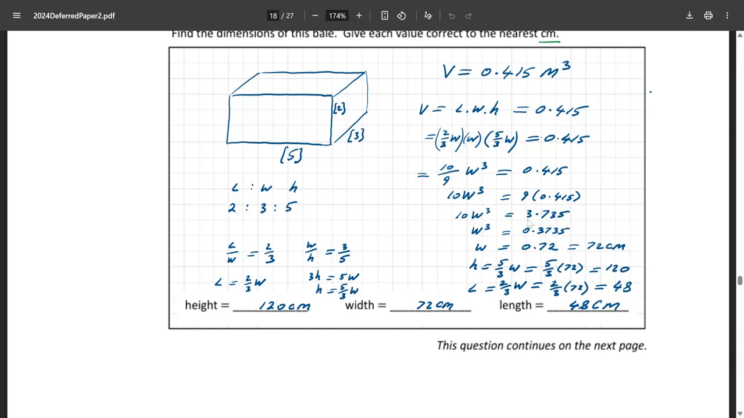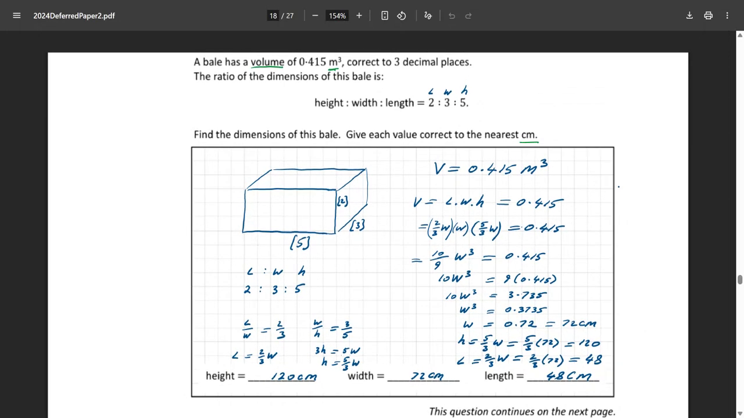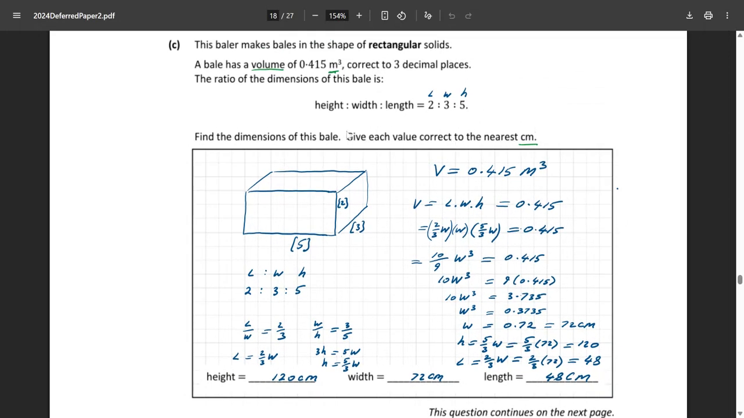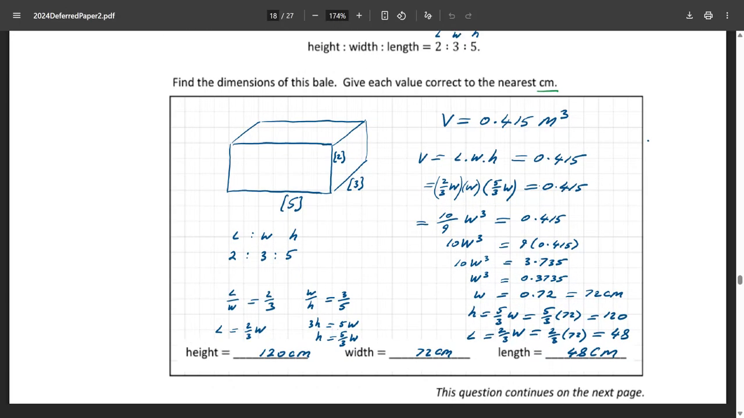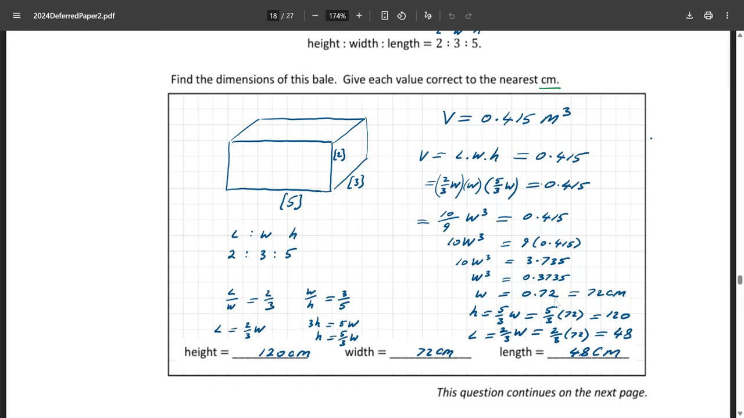which is, now be careful here because he's mixing up units again. And even though you got it in meters, it was given in meters cubed, he wants the answer correct to the nearest centimeter. So they could trip you up very easily if you're not alert in an exam, the units. So basically 0.72 meters is actually 72 centimeters. And once you have that, then it's easy to go back and get H and L, because L is 2/3 of that, H is 5/3 of that. And you can work out those two here, and that's your 3 answers.